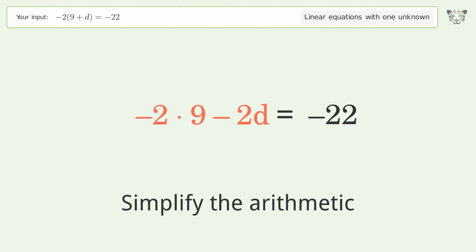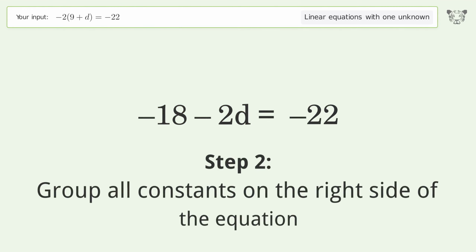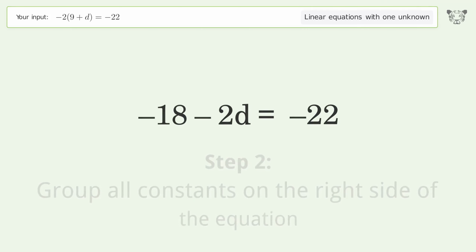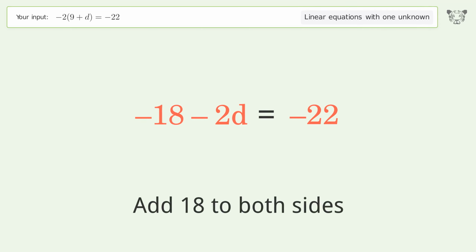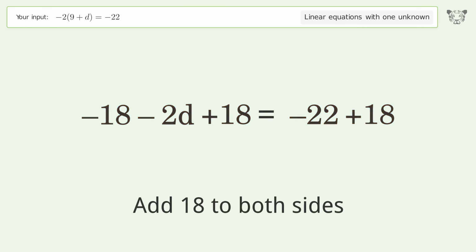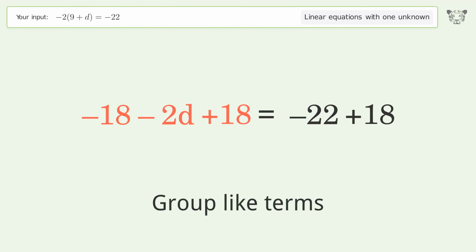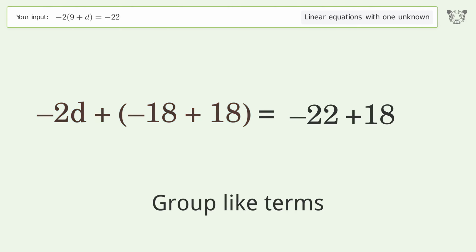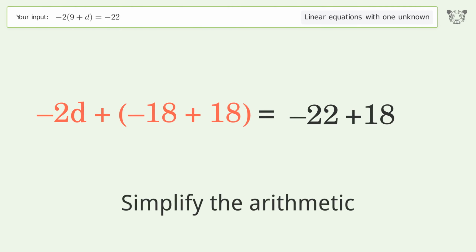Simplify the arithmetic. Group all constants on the right side of the equation. Add 18 to both sides. Group like terms. Simplify the arithmetic.